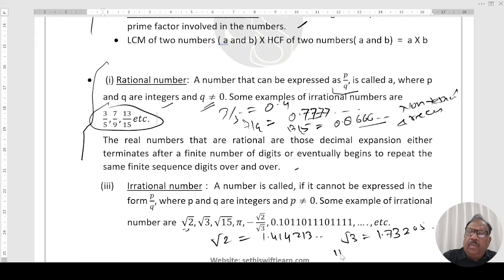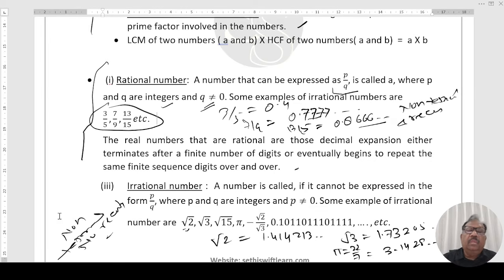And pi, that is 22 by 7. This comes out to be 3.1428, non-terminating, non-recurring. That is non-terminating, non-recurring. That is the irrational number.